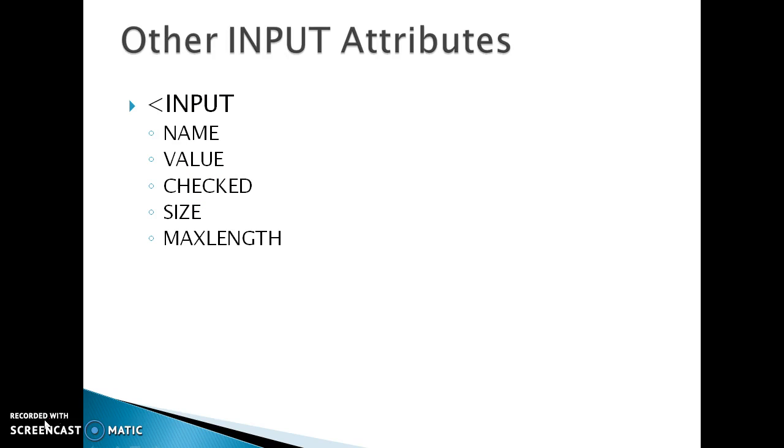Other attributes that can be used in input tag: name attribute, value attribute, checked attribute, size, and max length attributes. The name attribute specifies the name of a control. The value attribute specifies the default value of a text control, whereas the value attribute for the buttons specifies the text that has to be displayed on the button. Checked attribute is used only for radio buttons and the checkboxes. So this attribute is used to check a particular checkbox or the radio button.